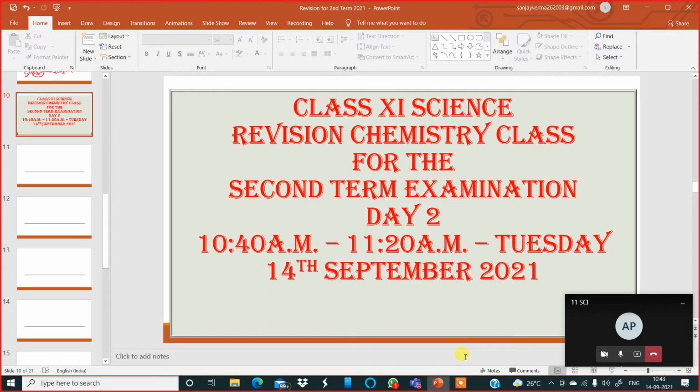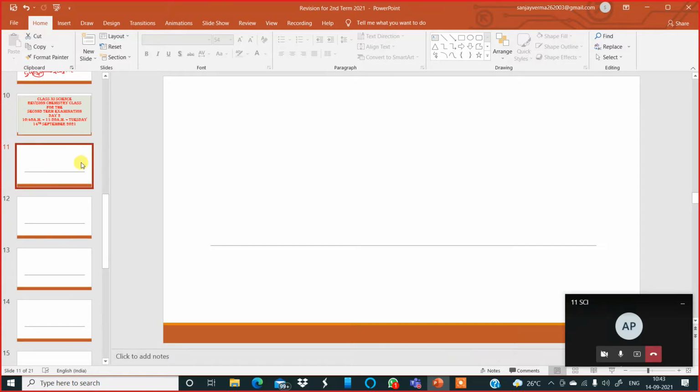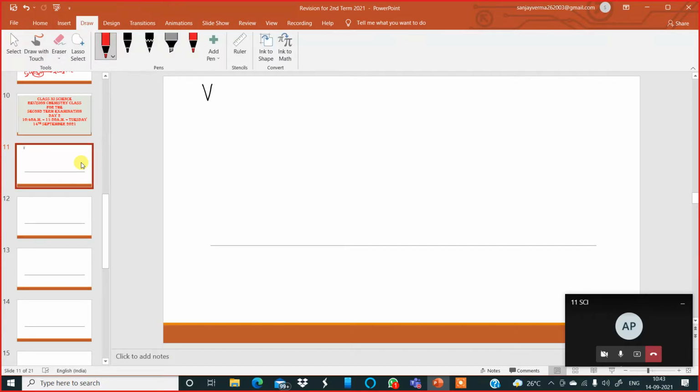So I'll continue with the revision class for the second term examination. It will be the second day of the revision class. In my previous class, I had given you some formula for the calculation of equivalent masses or equivalent weights. Today, I would like to give you some formula for numericals where there are volumetric calculations. So please try to pay attention.